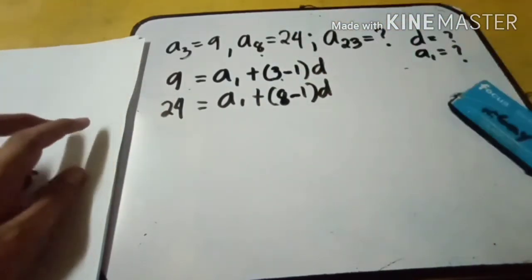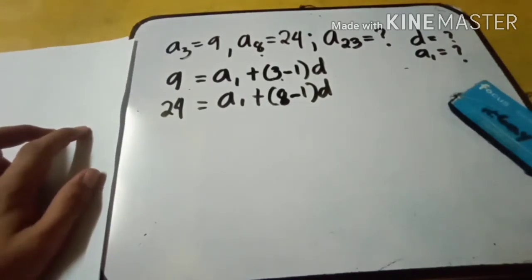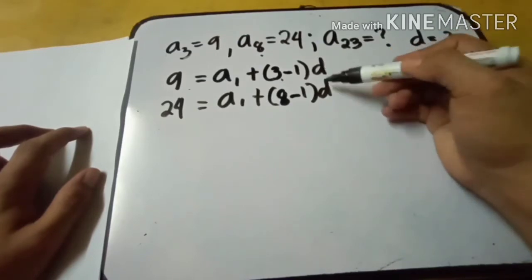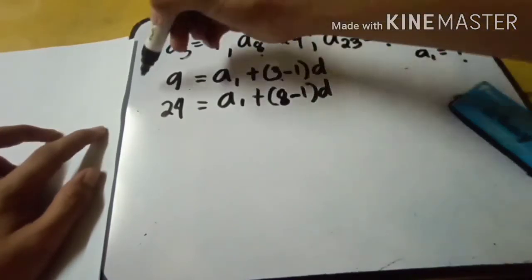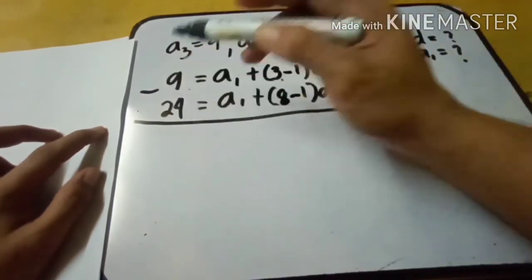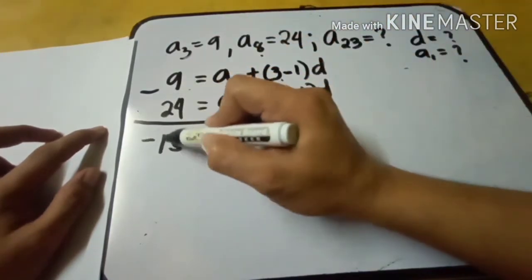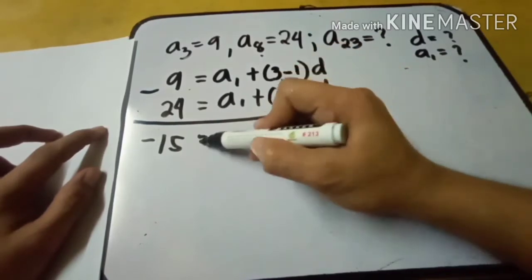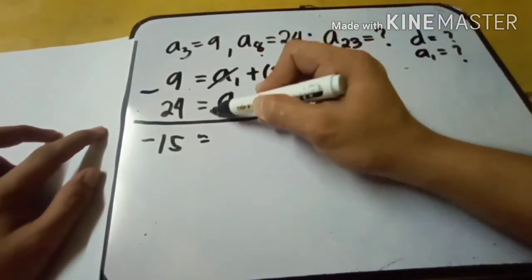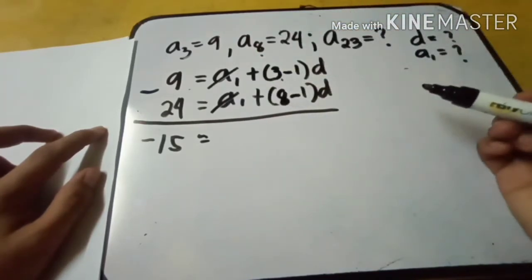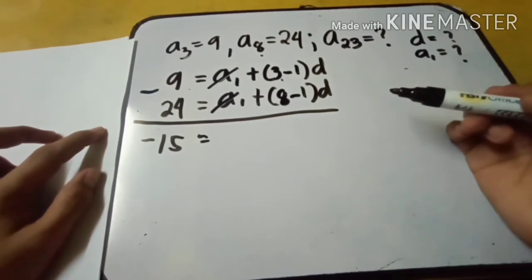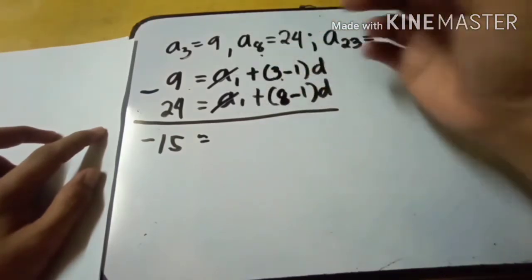Then we have to subtract these two equations in order to find this common difference. So we subtract this one. Then 9 minus 24 will give us negative 15. Am I right? Then a sub 1 minus a sub 1 is 0, or that is cancelled. Because any number or variable that is subtracted by itself, the difference is always 0. That's why we cancel this one.